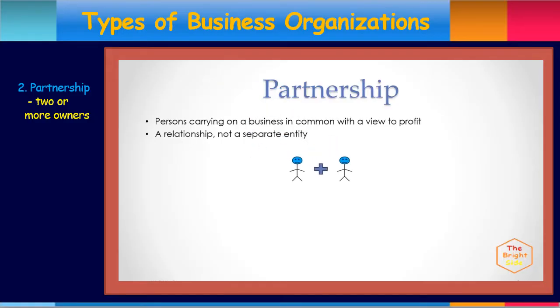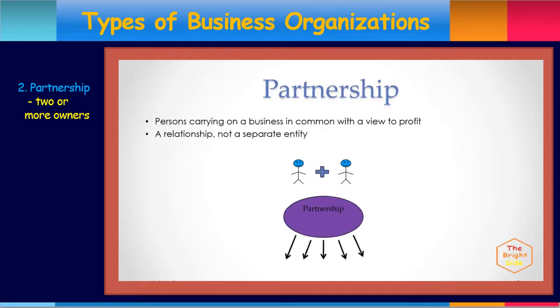These are the two partners here. So they get together to carry on a business. So that is called a partnership. The partnership has dealings with outside third parties, such as customers, suppliers, employees, government, and CRA.